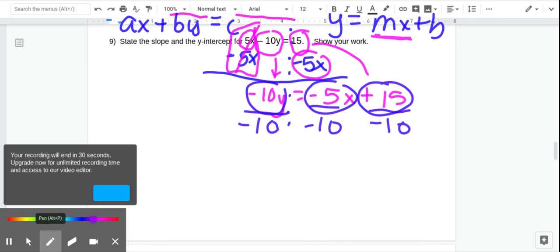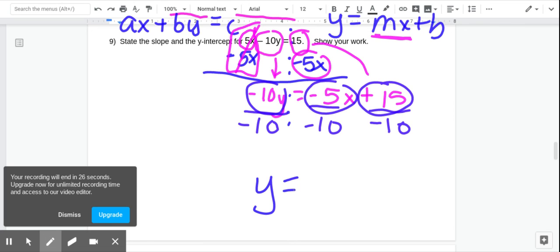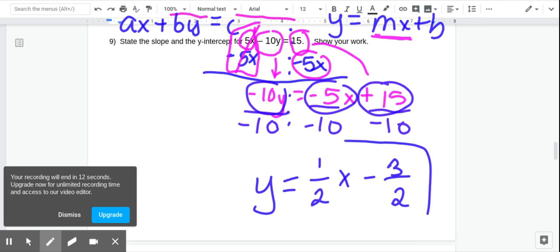Okay, so my simplified answer would say y equals 2 negatives make a positive, so that would be 1/2 x. 1 negative keeps your answer negative. 15/10. 15/10, I could divide those both by 5 to get 3/2. And that would be my final answer. Okay, so you really want to keep your slope as a fraction, and I would keep the y-intercept also as a fraction.